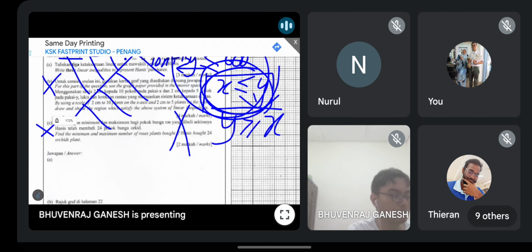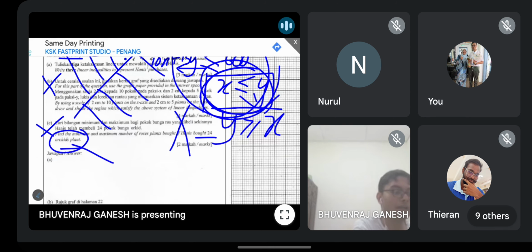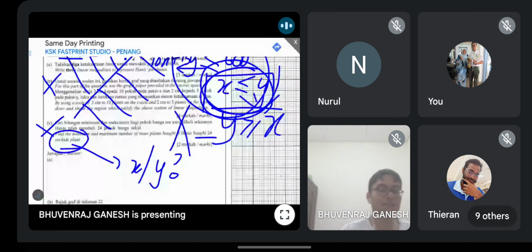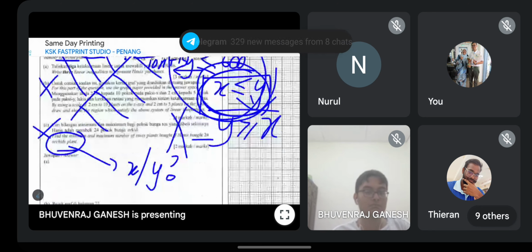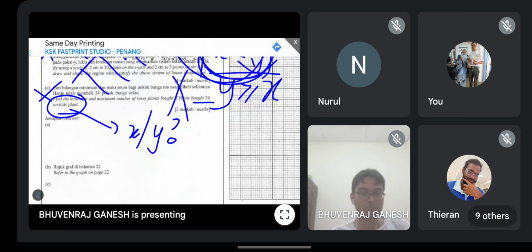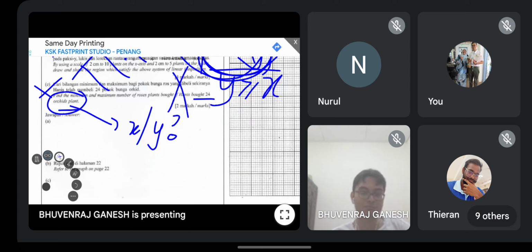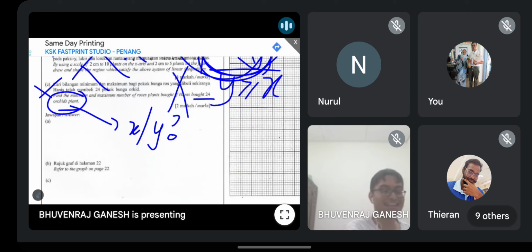Okay. So now they ask: find the minimum and maximum number if 24 orchid plants are bought. So guys, orchid plant, X or Y? Just now, the assumption I made, was the orchid plant X or Y? Anyone remember? Hello? X or Y, guys? Just now when we constructed the inequality, it's Y. Okay, so Y is equal to 24. So you must find your X value.